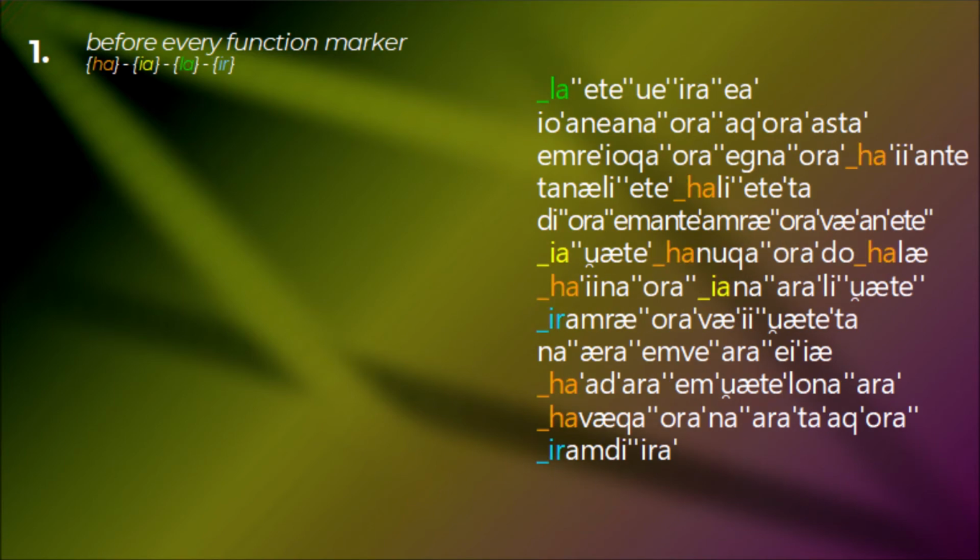For the purpose of readability, I decided to devise a few rules for using white space as well. Even though Ælis uses no white space, the romanization just looks a bit better that way, in my opinion. Firstly, we put a space in front of every function marker. These are ha, ya, la, and ir. Boop, boop, and boop.